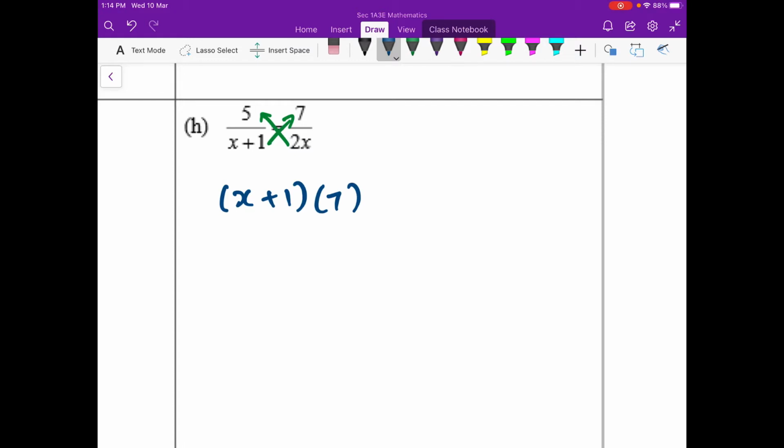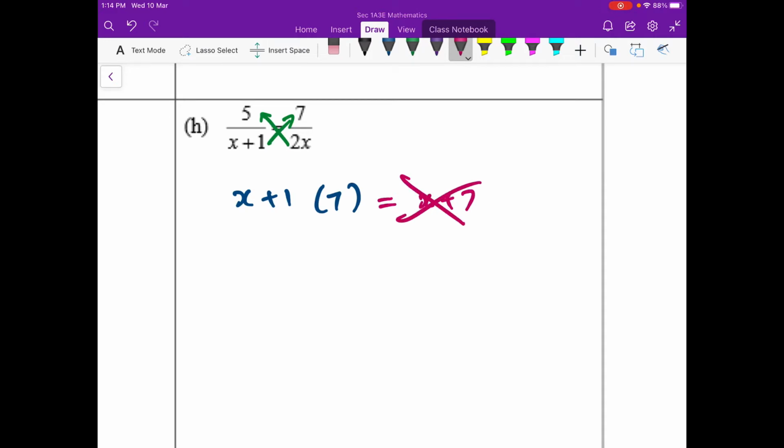Before I continue writing the second half, I just want to check. If I don't draw the brackets, is it going to be the same? If it's just like this, x plus 1 times 7, is it the same? What does this actually mean without brackets? Yeah, this means x plus 7. That is not what I want.